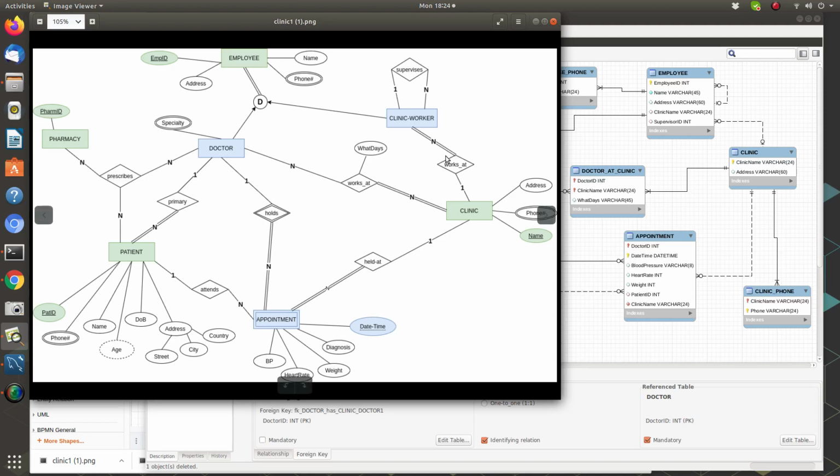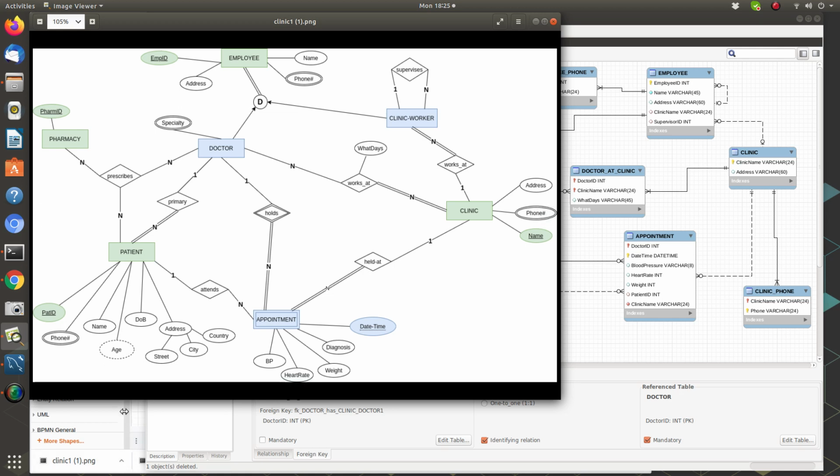So I added in all the multi-valued attributes, which was the clinic phone number, here it is, and the employee phone number, and we already did the doctor specialty. So the only thing left in our model to do is this ternary relationship. Well, there's no handy drawing tool for ternary relationship in MySQL Workbench, which means we have to remember what a ternary relationship can be boiled down to at its essence.